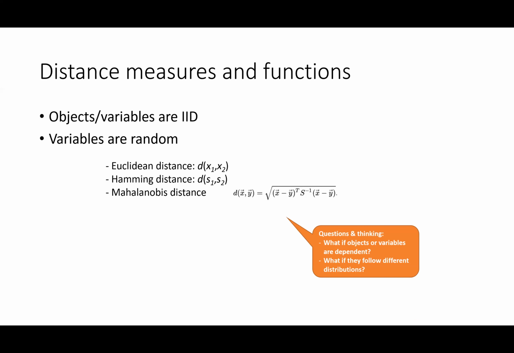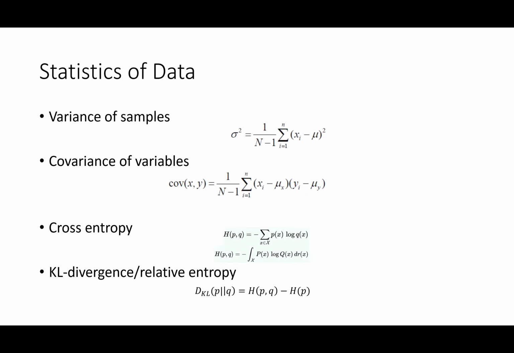And in the opposite way, you need to ask, what if the objects and the variables are dependent, or if they follow different distributions? For example, if you simply use Euclidean distance and x1 and x2 are dependent and follow different distributions, can you use it? The same thing applies to Hamming distance, and I will explain with examples, so the traditional IID assumption could cause some major issues.